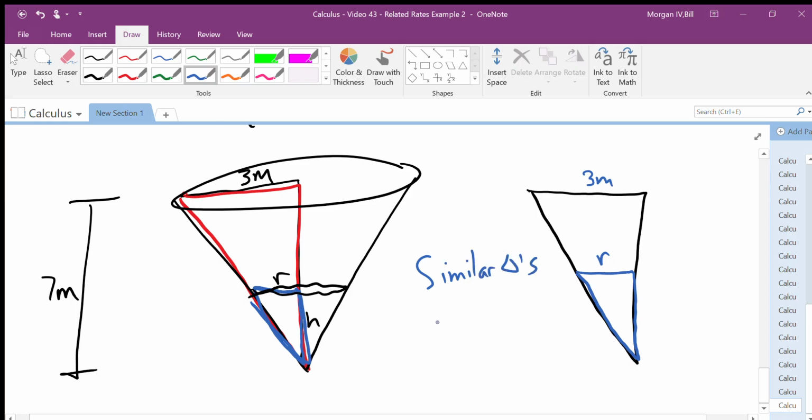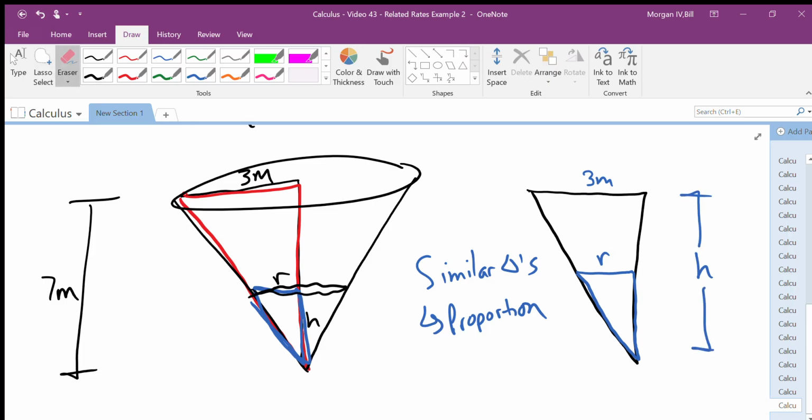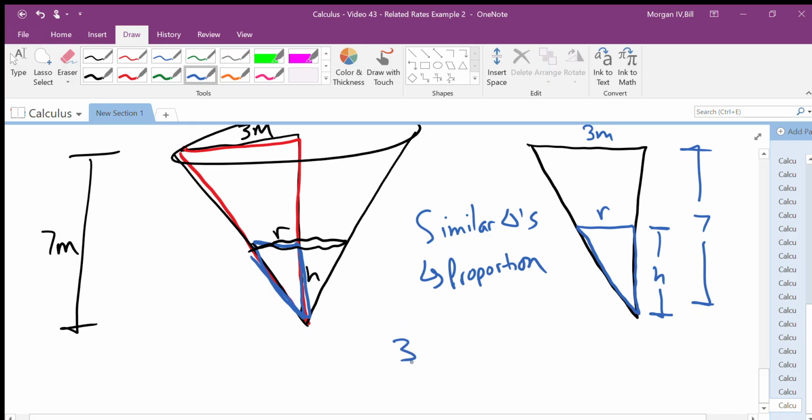And in similar triangles, we can set up an equal proportion. Therefore, we have a large radius of 3, a small radius of r, a large height of 7, and a small height of h. Because these are similar triangles, they stay in proportion, meaning that 3 over 7, the big triangle, is equal to r over h, the small triangle.